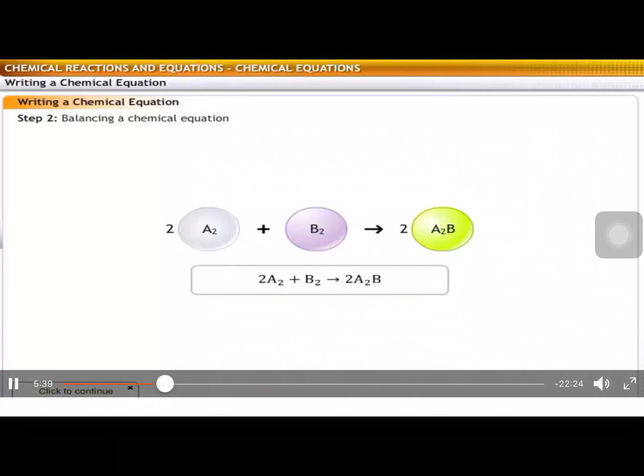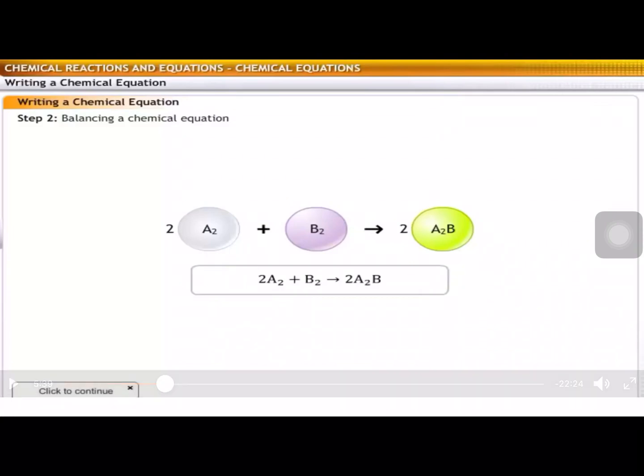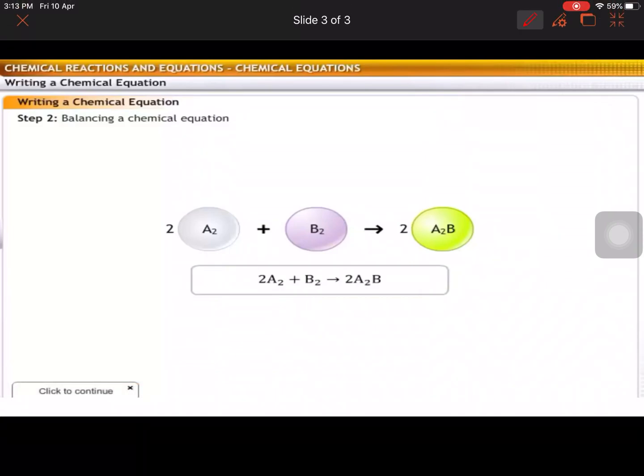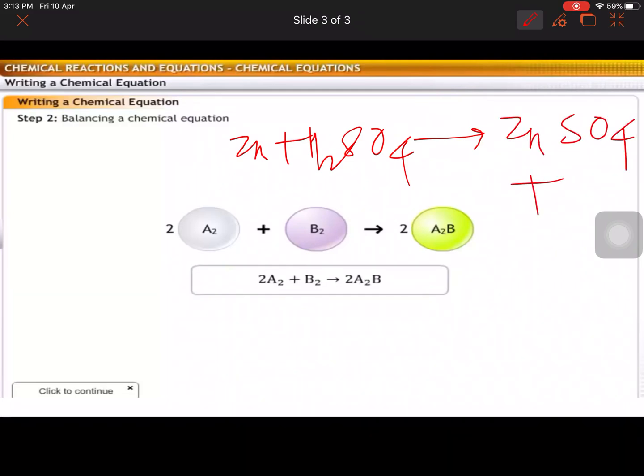Yes, in this topic, we have discussed how to write any chemical reaction. For example, zinc plus sulfuric acid gives ZnSO4 and hydrogen. This was the presentation. Zinc plus H2SO4 gives ZnSO4 plus hydrogen gas, and one of the examples was C plus O2.